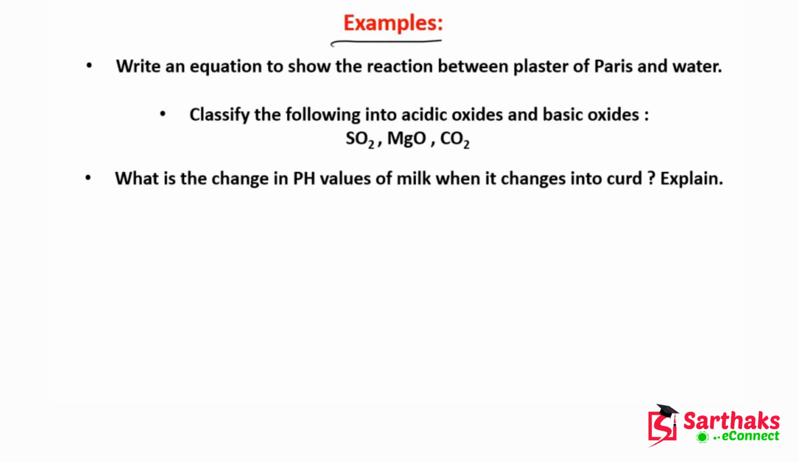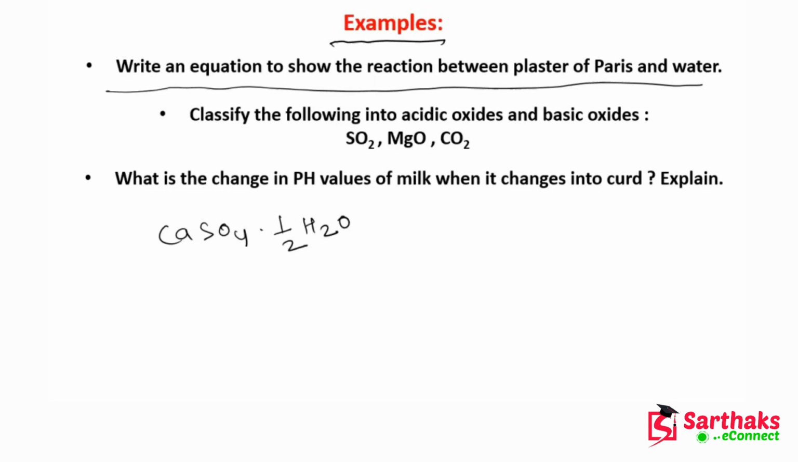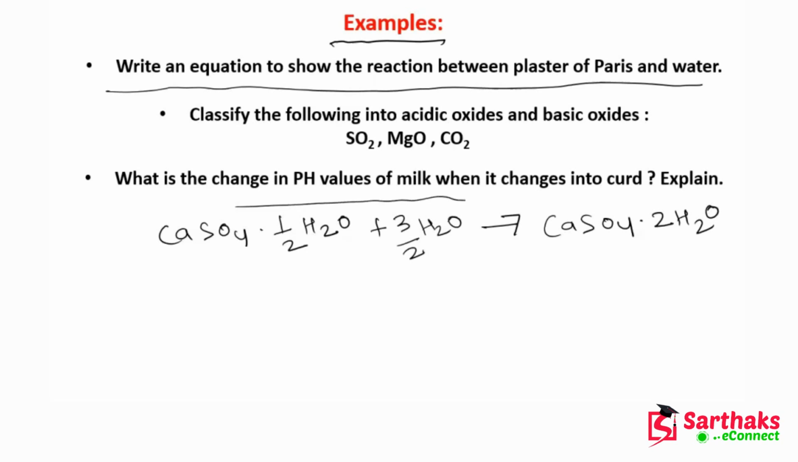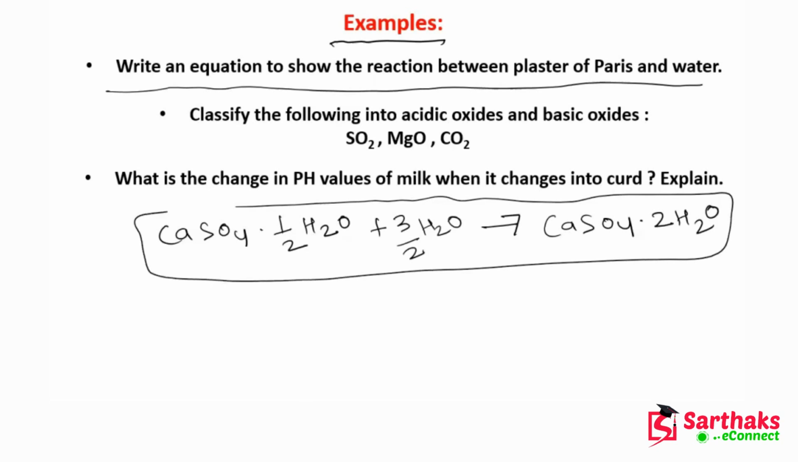So guys, here we will see some examples. The first example, you are able to see: write an equation to show the reaction between plaster of Paris and water. So guys, what is plaster of Paris? We all know that calcium sulfate dot half H2O is plaster of Paris. When this reacts with water, it will convert into gypsum. We all know this, CaSO4 dot 2H2O is the formula for gypsum. Now guys, if we want to add 1 and half H2O here, then I will write 3 by 2 H2O. So this is the chemical equation for calcium sulfate dot hemihydrate, which is our POP, and water.